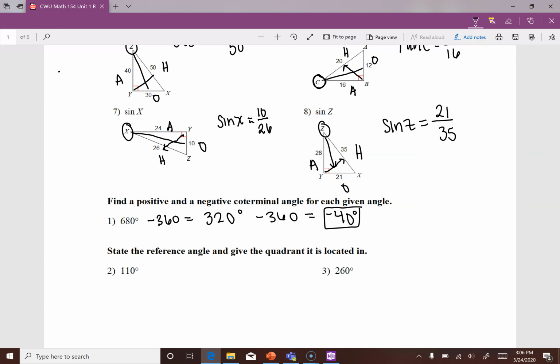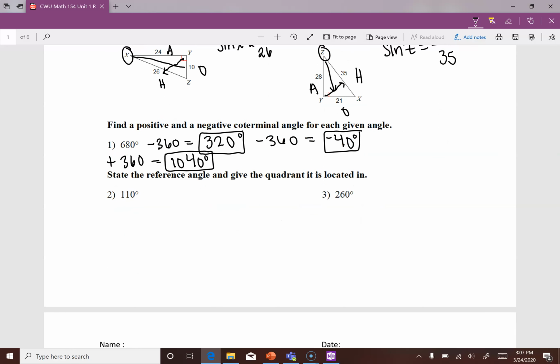We have our 2 answers. There's our negative coterminal angle. There's a positive one. And there are an infinite number of solutions here. So if you decided to just add 360 to 680, that's also a correct answer, and that gives you 1040. So any of these answers are correct. Just make sure you give me 1 positive and 1 negative.